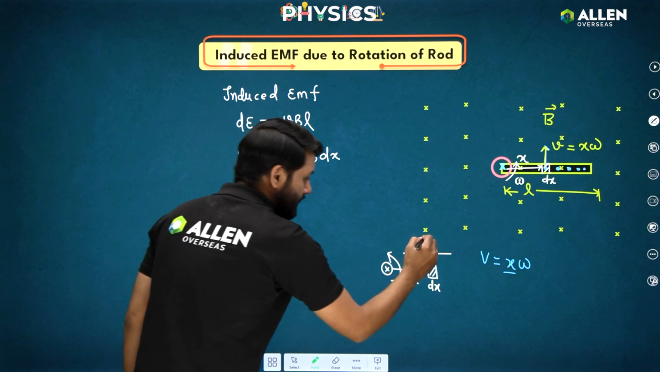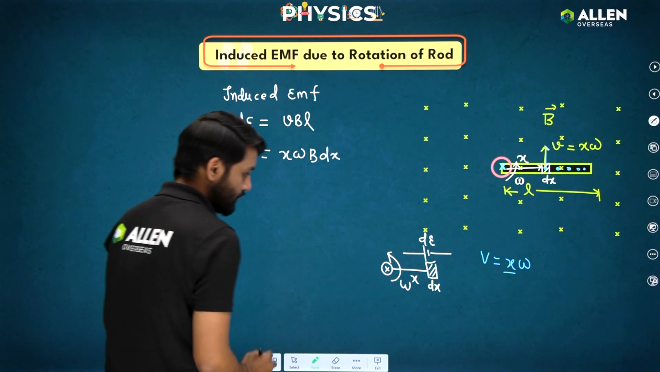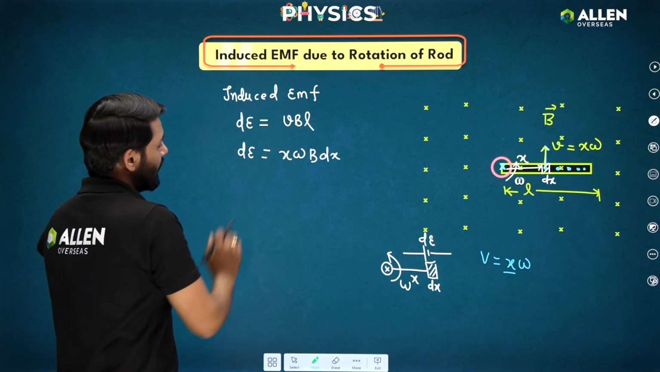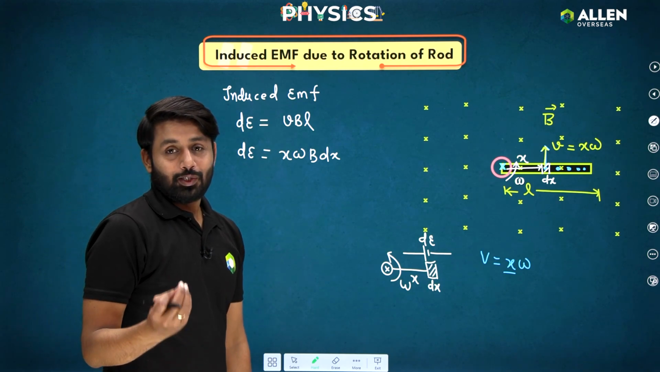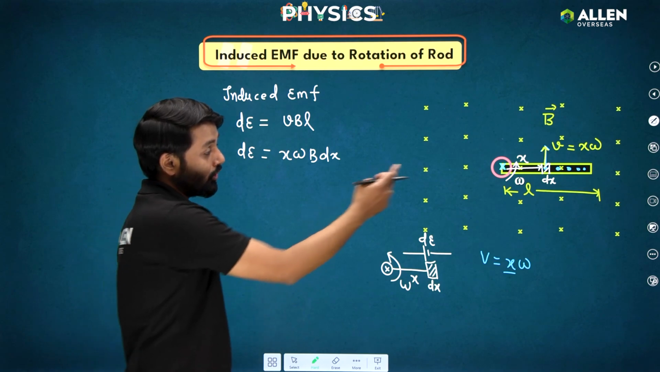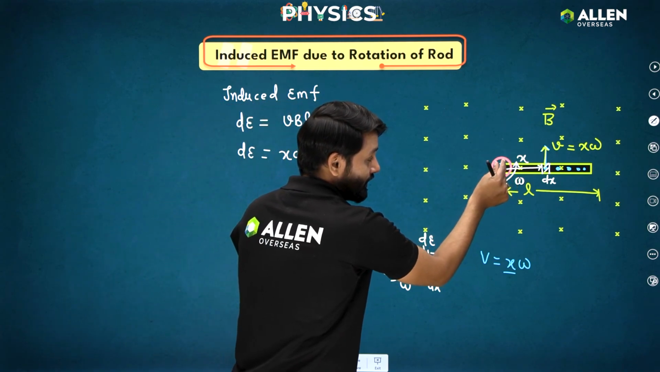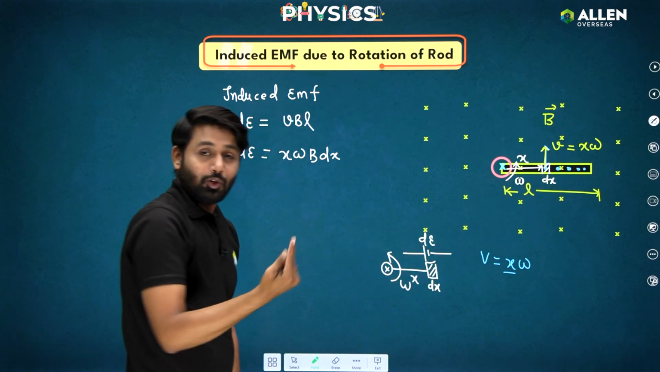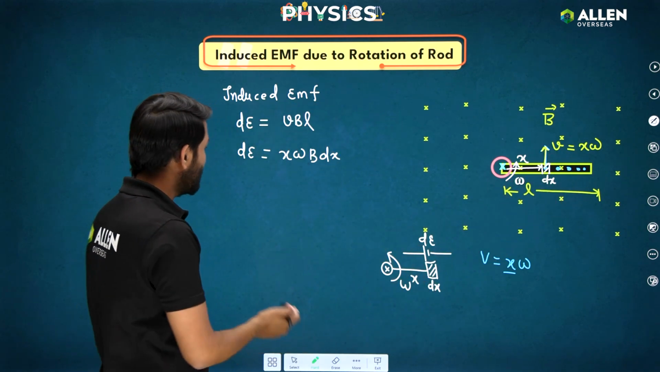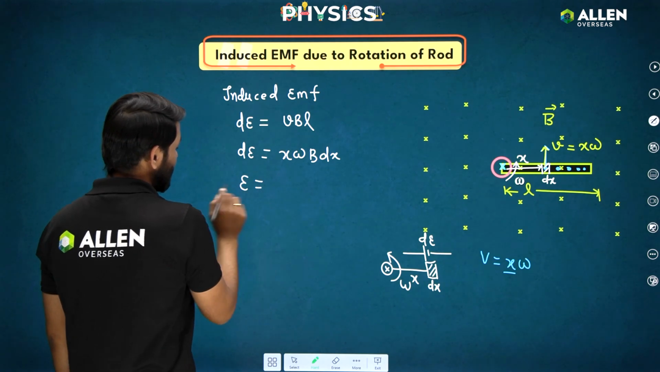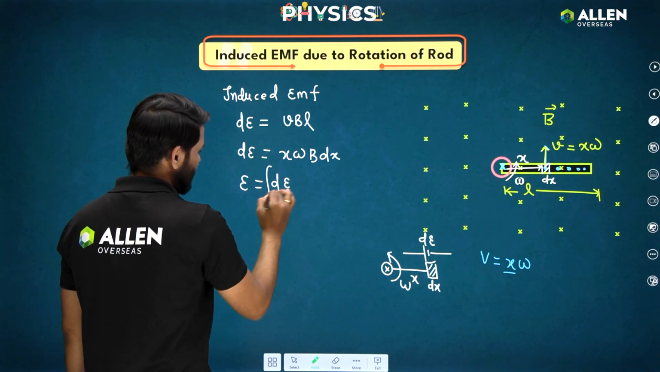Is that clear? And this is small d, small induced EMF dE, right? Now we have to find out the total induced EMF in this rod. So what we have to do? We have to take these small elements from this point, 0 to L, and add all the induced EMF, right, students? So for total induced EMF E, let's integrate dE.